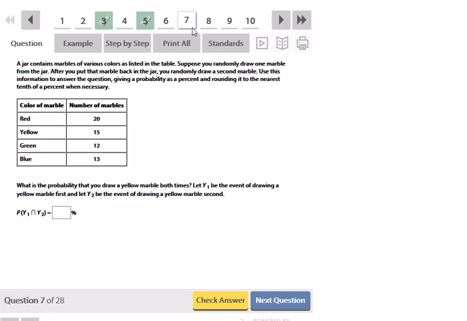Okay, so more jars of marbles. What is the probability that you draw a yellow marble both times? So is there replacement? Yeah, there is. It says after you put the marble back in the jar. So these are independent events. So what's the probability of picking two yellows? Well, there's 60 marbles again here. So 15 over 60 times 15 over 60. Now, both of these can be reduced, because this is 1 over 4 times 1 over 4, so you have a 1 in 16 chance. They want this as a percent again, to the nearest tenth of a percent. So 1 divided by 16 is 6.3%.